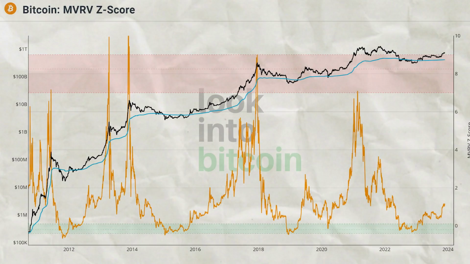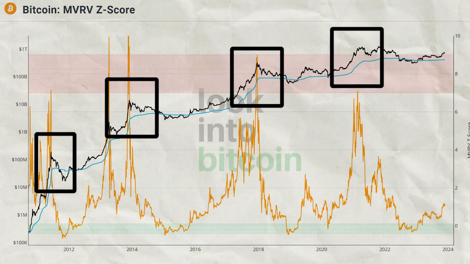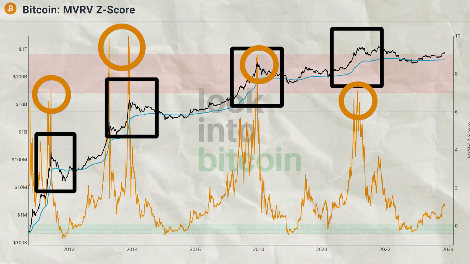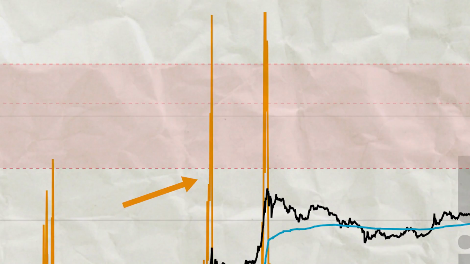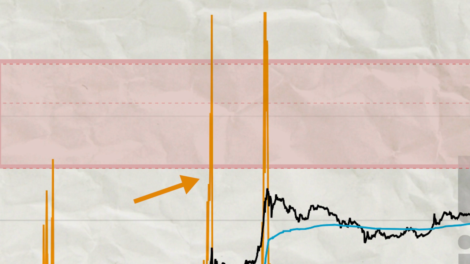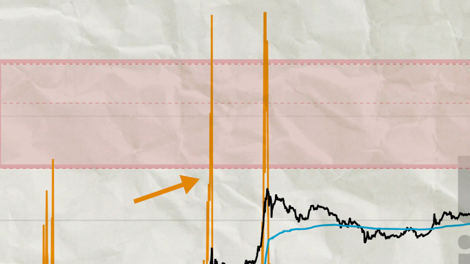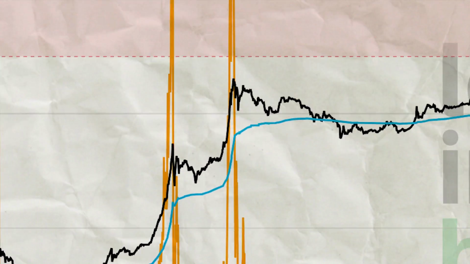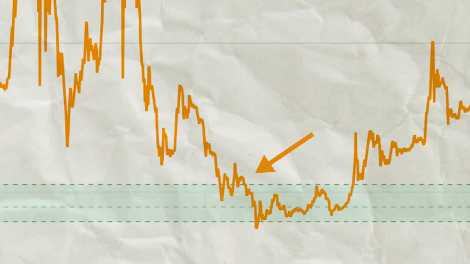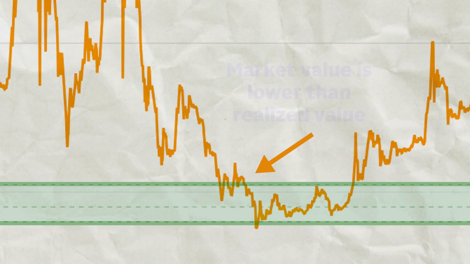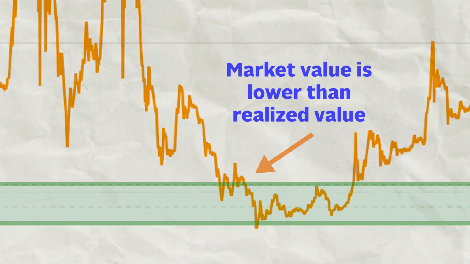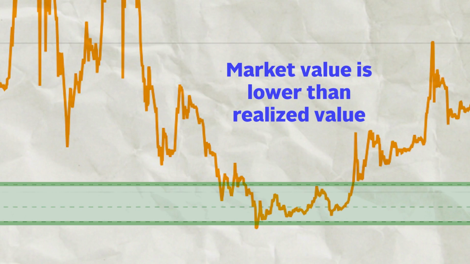Historically, the MVRV Z-score has been great at picking out market tops where market value is unusually high above realized value. You can observe these periods on the chart where the Z-score, or orange line, enters the pink box, which marked previous market cycle tops within 2 weeks. Furthermore, when the Z-score enters the green box, it indicates a period when market value is significantly lower than realized value, marking bottoms which have historically made for great buying opportunities.